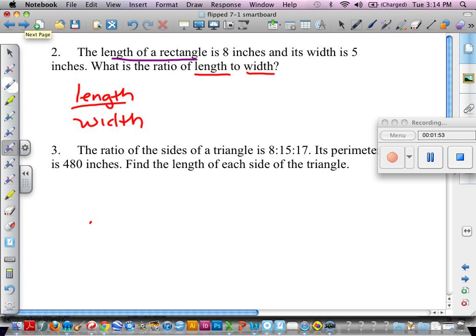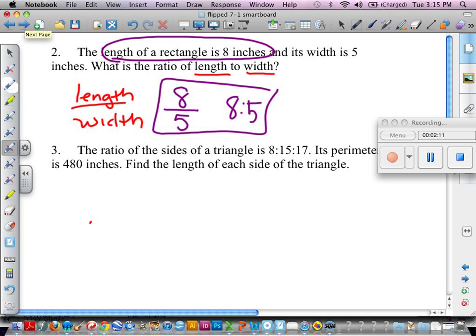Yes, you're right, the first number does go on top, but it represents the length. We need width on the bottom, and yes, the width is 5. So there's our ratio. Do not change that to a mixed number. You can also write it as 8 colon 5. Either one of those answers is great.